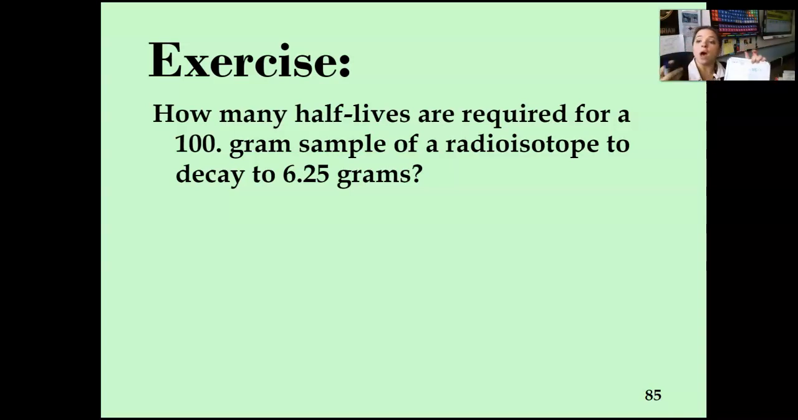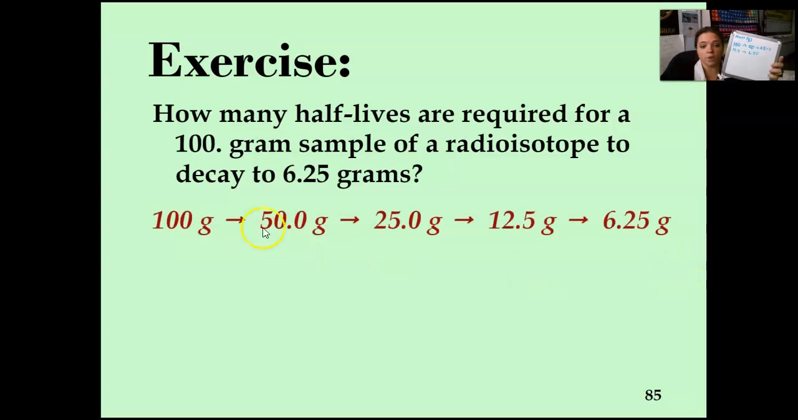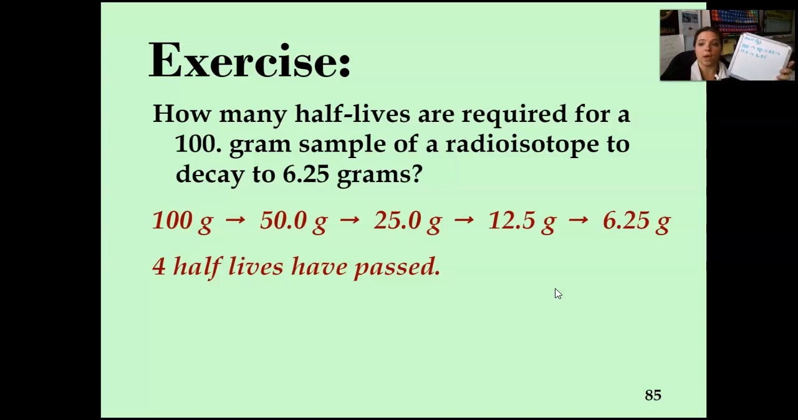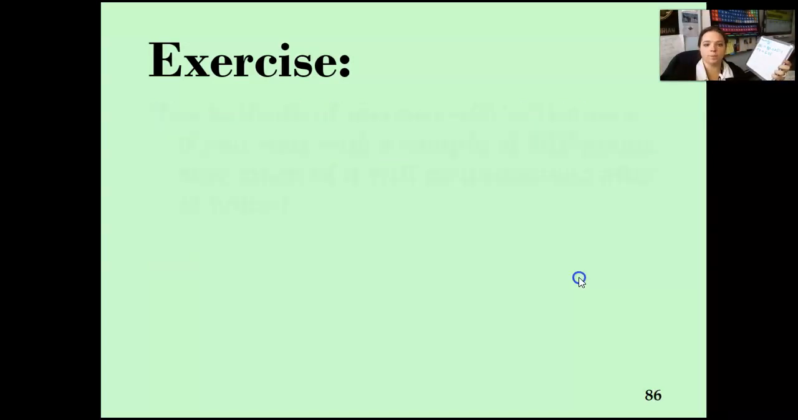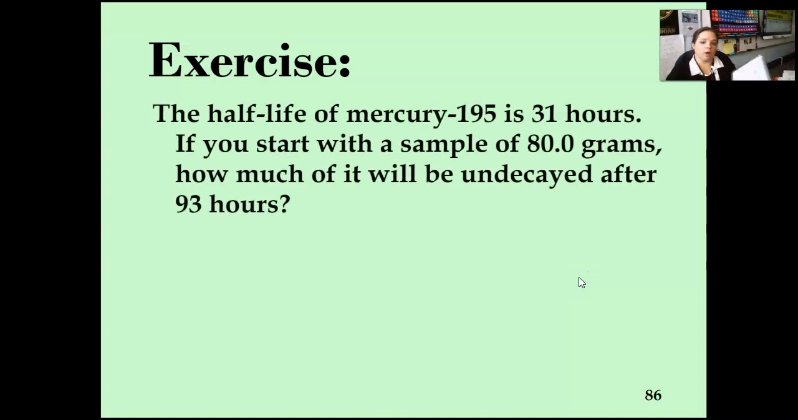So how many half-lives is that? I just have to count up how many arrows. I've got 1, 2, 3, 4 arrows. So that was 4 half-lives. 4 half-lives have passed. All right, let's go a little bit farther. The half-life of mercury-195 is 31 hours. If you start with an 80-gram sample, how much of it will be undecayed after 93 hours?